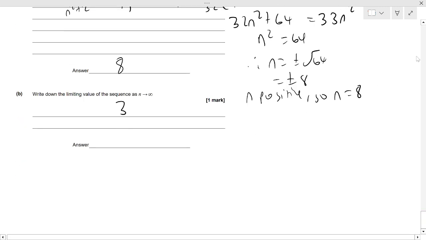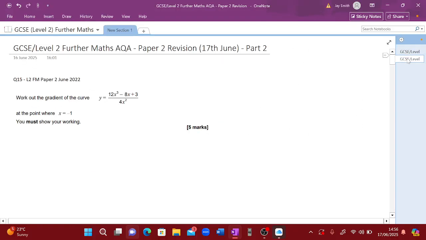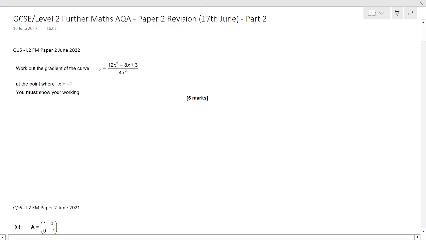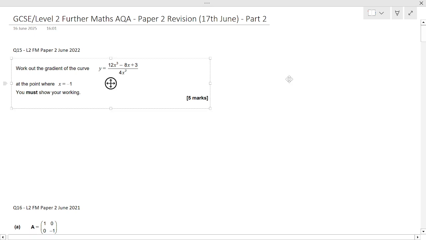Okay, I need to switch to the other set of questions. Okay, here we are. Now it's asking to work out the gradient of the curve at the point when x is minus 1. So when you're not really given any points, in general, a gradient is going to be the derivative. That's the same thing. So we need to compute the derivative, or differentiate y here.